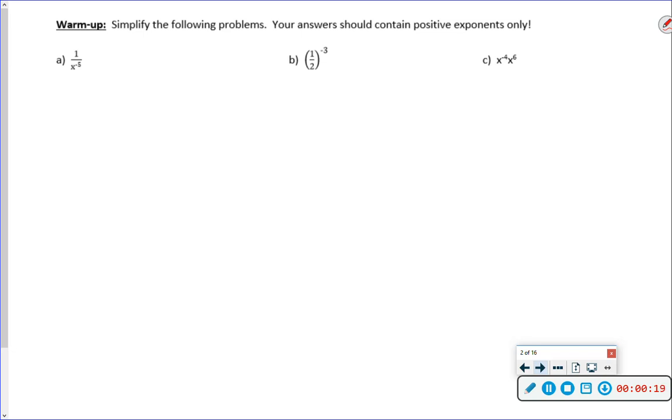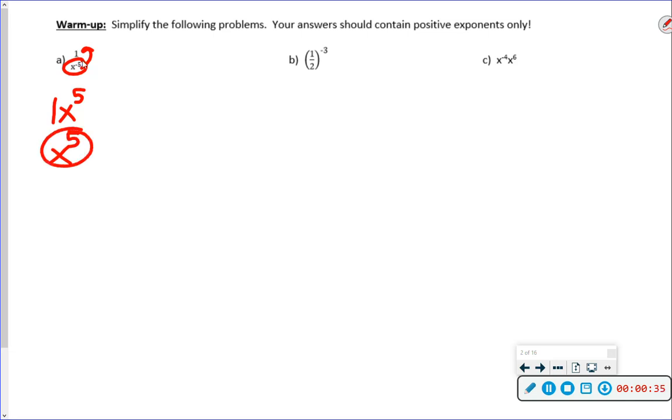Make sure you catch those directions. Answers should only have exponents. So x to the negative fifth in the denominator. We're just going to move it up to the numerator. That allows you to change the sign on the power. Clearly, you don't have to keep the 1 in front. I would just put x to the fifth, of course.